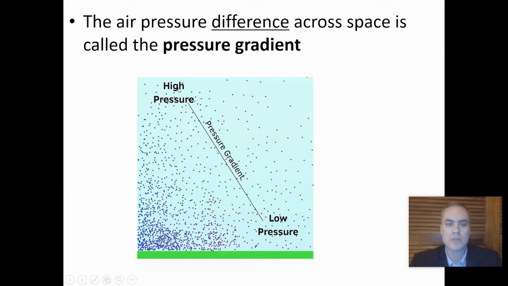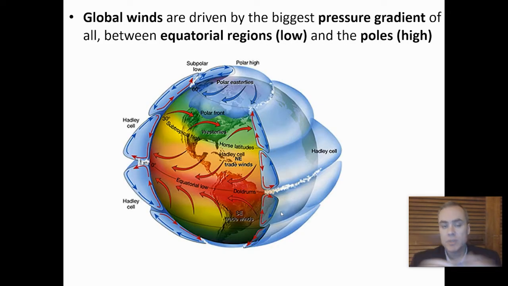There's high pressure over here on the left, and there's a gradual transition where the pressure gets lower and lower and lower to the right. Winds always go down the pressure gradient. That's very important to remember. They always blow from higher pressure down to a lower pressure. The global winds in this picture look very complex, but at their essence, what drives them is simply the pressure gradient. And the biggest pressure gradient of all is between the equator, where the lowest pressure is, and the polar areas where the highest pressure is. So the basic pressure gradient driving the global winds is from the polar highs down to the equatorial lows.